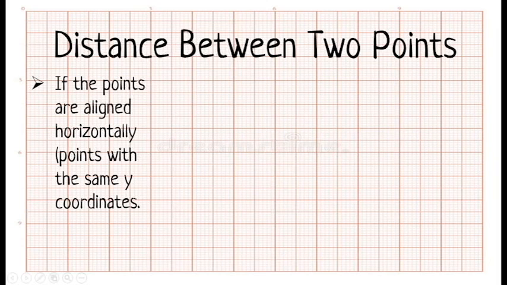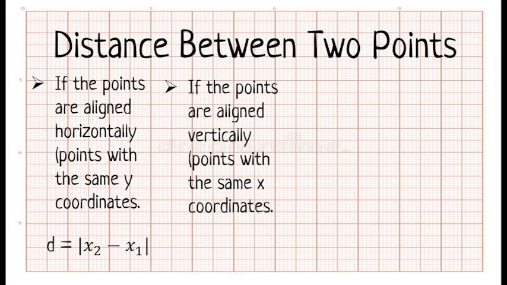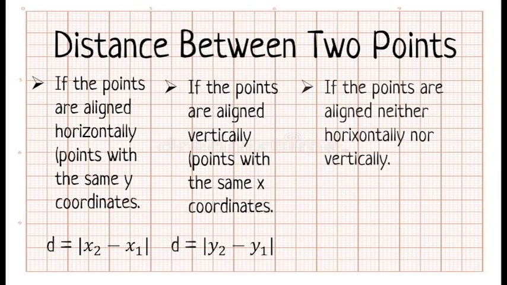To summarize our topic in getting the distance between 2 points, if the points are aligned horizontally, meaning the points have the same y coordinates, the distance is equal to the difference of the x coordinates. If the points are aligned vertically, or points with the same x coordinates, the distance is equal to the difference of the y coordinates. If the points are aligned neither horizontally nor vertically, we would use the distance formula, which is, distance d is equal to the square root of the quantity x sub 2 minus x sub 1 squared plus the quantity y sub 2 minus y sub 1 squared.